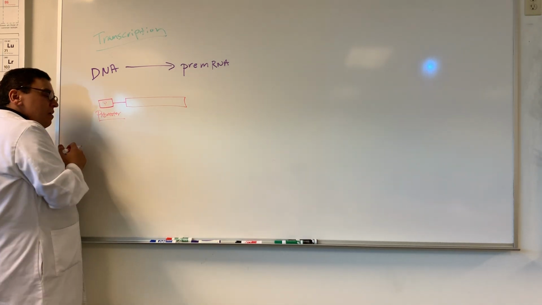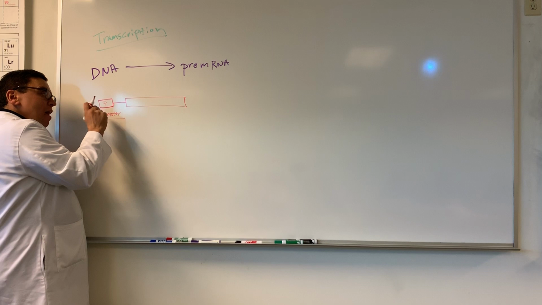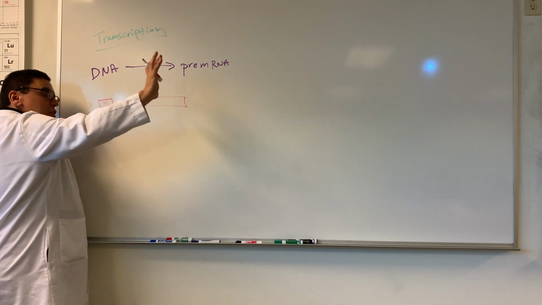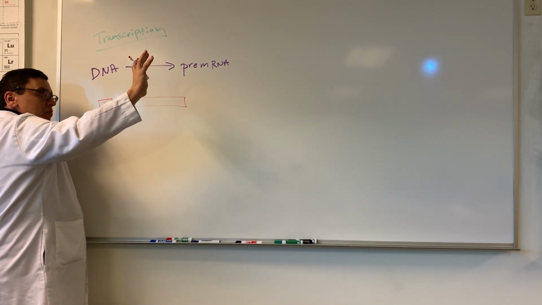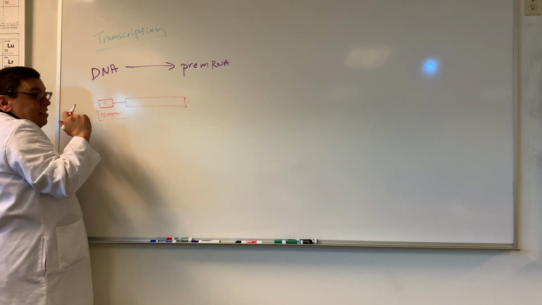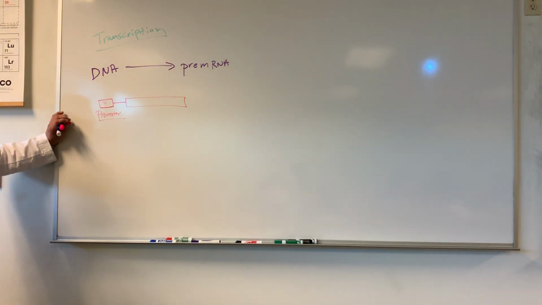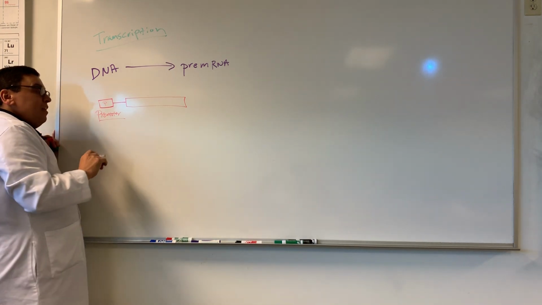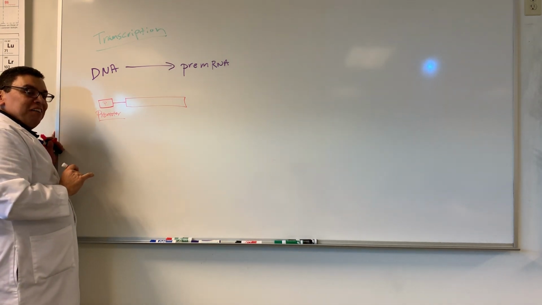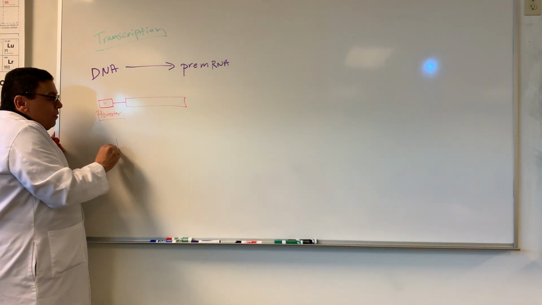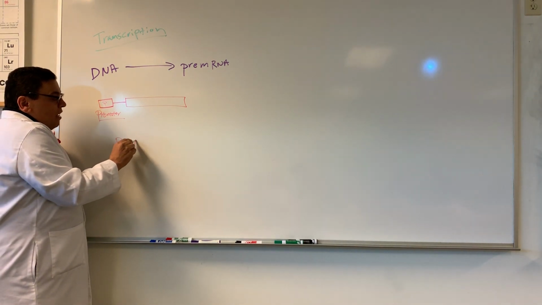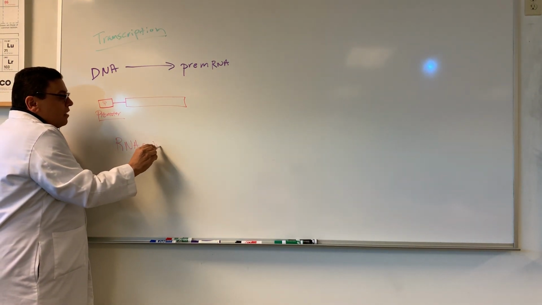The promoter has an enzyme that comes and binds to it to initiate transcription. This enzyme will not bind to the promoter until it's been invited to do so. Oh, okay. So this is like the popular kid on the block. The popular kid on the block, his name is RNA polymerase.